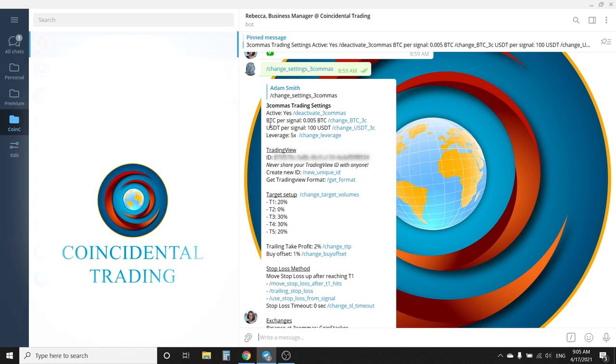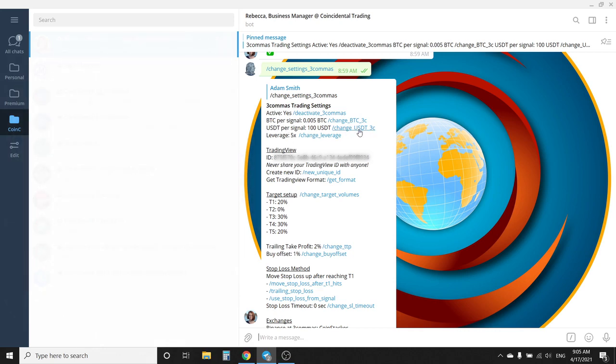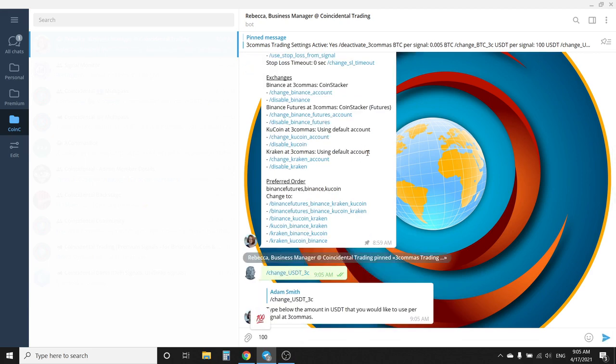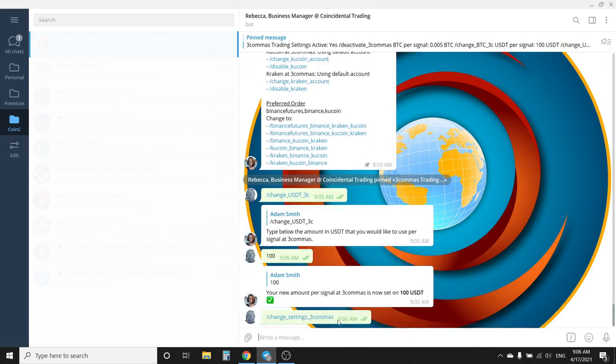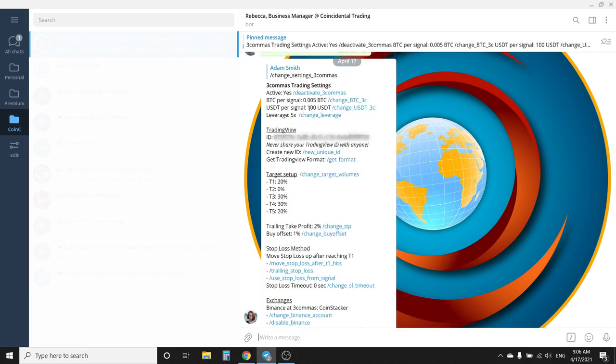Here you have the BTC per signal amount option to change, and the USD or Tether amount that you can change, which is a new feature, which is great that we have. Basically, just click on it. I'll change it back to 100. 3Commas settings, and there you have it.